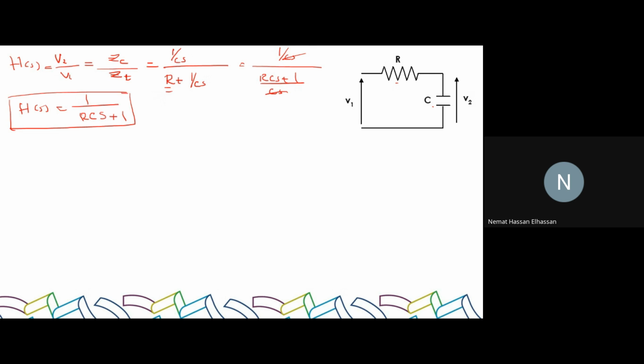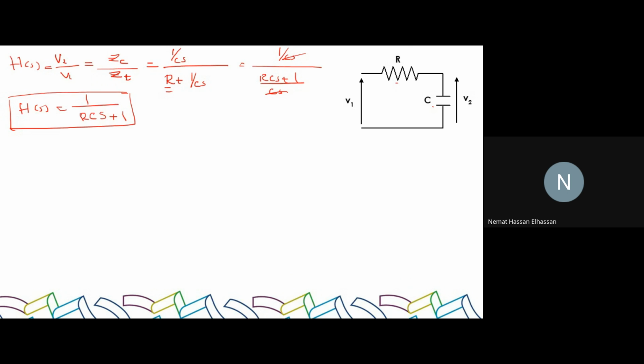Do we have zeros? Zeros, let me remind you, are values of s that will make H(s) equal 0. Is there any value of s that will make the numerator zero? No. We are talking about the numerator, not the denominator. Is there any value of s that can turn the numerator to zero? No, because the numerator is a constant, 1. So we don't have zeros. This transfer function doesn't have zeros.